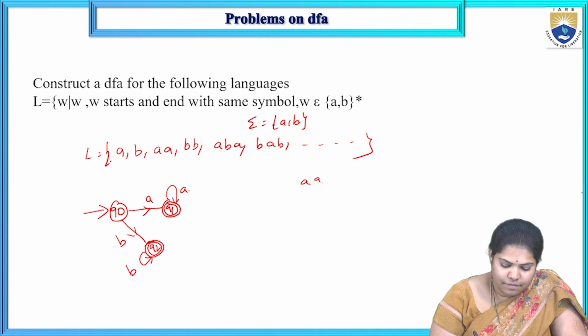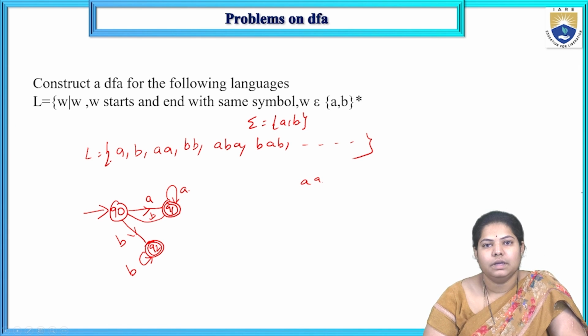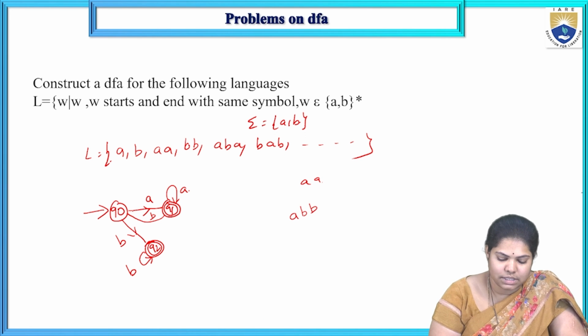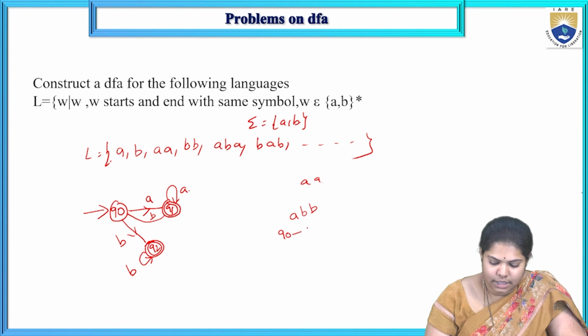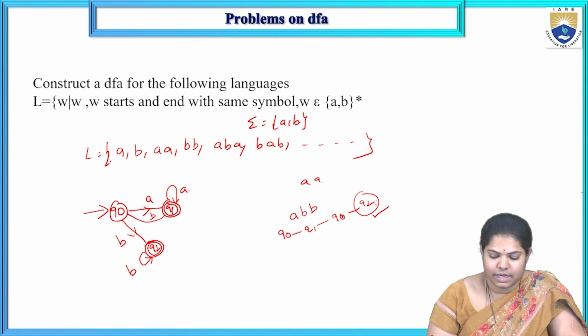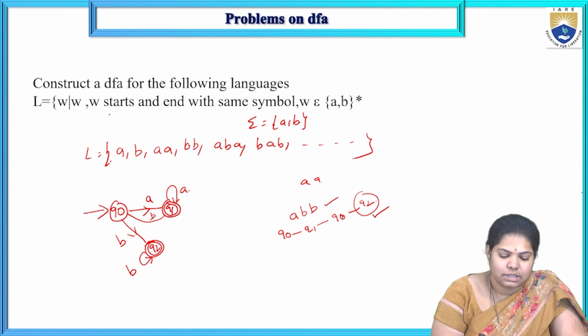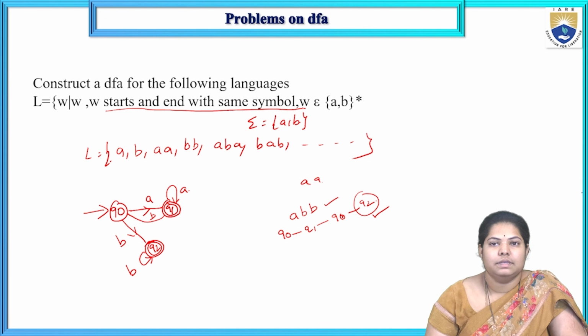What about B? If I give the backward B here, what will happen? It can execute a string called A, B, B. See here, Q0 on A, it reaches the Q1. Q1 on B, it reaches Q0. Q0 on B, it reaches Q2. Q2 is a final state. So this string is accepted. But what is my question? Starts and ends with the same symbol.